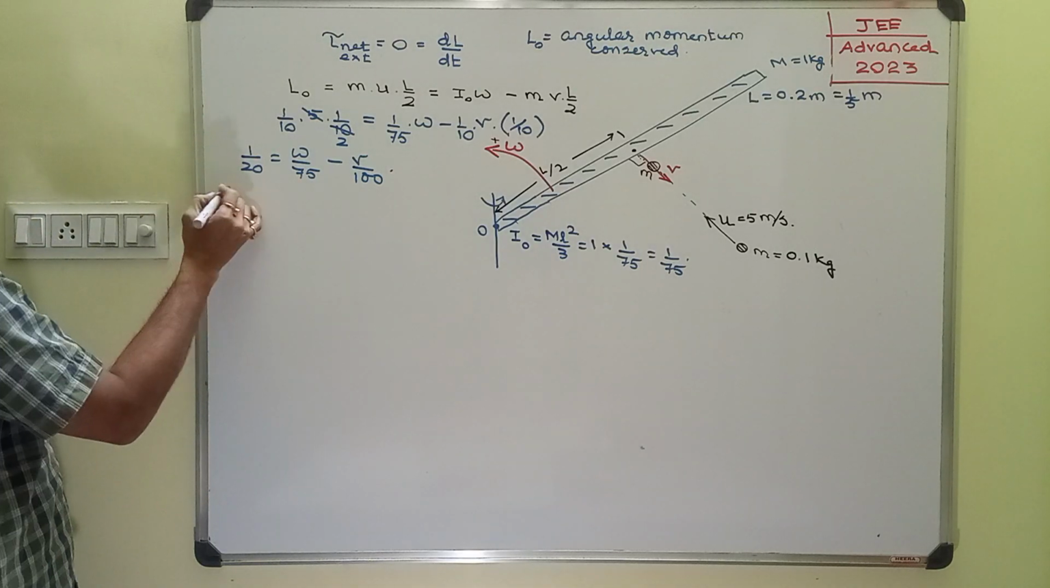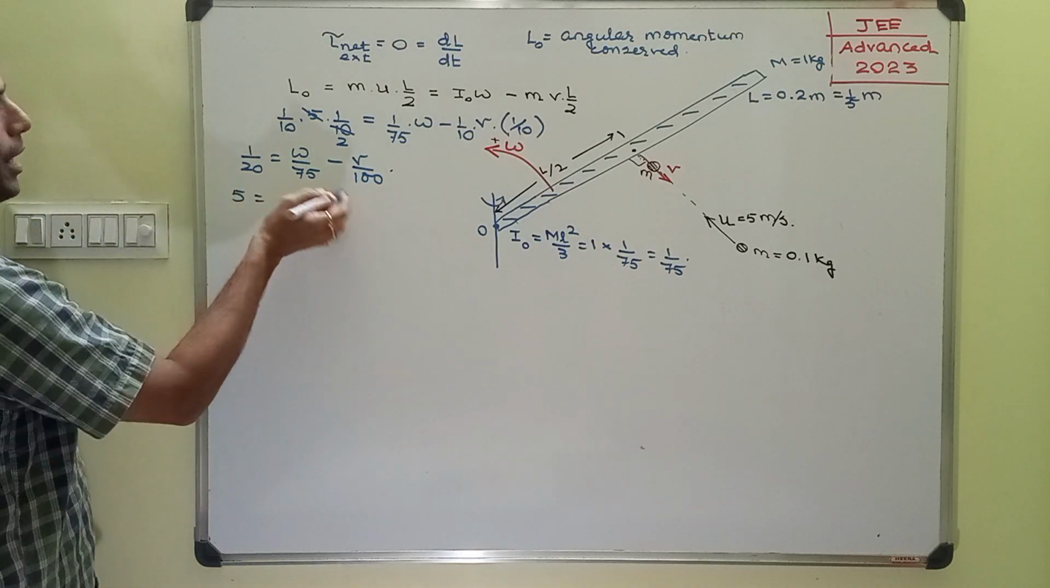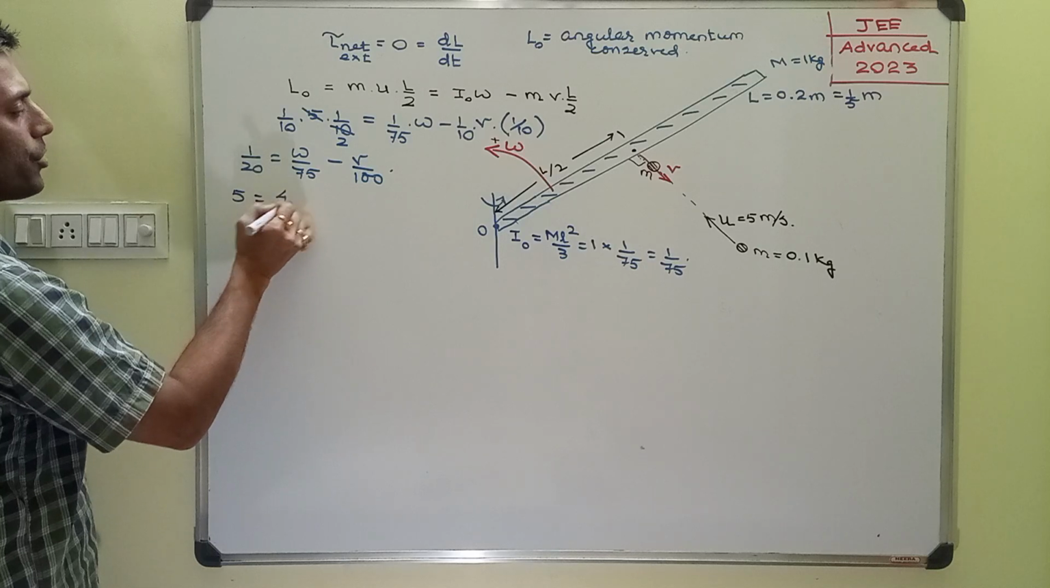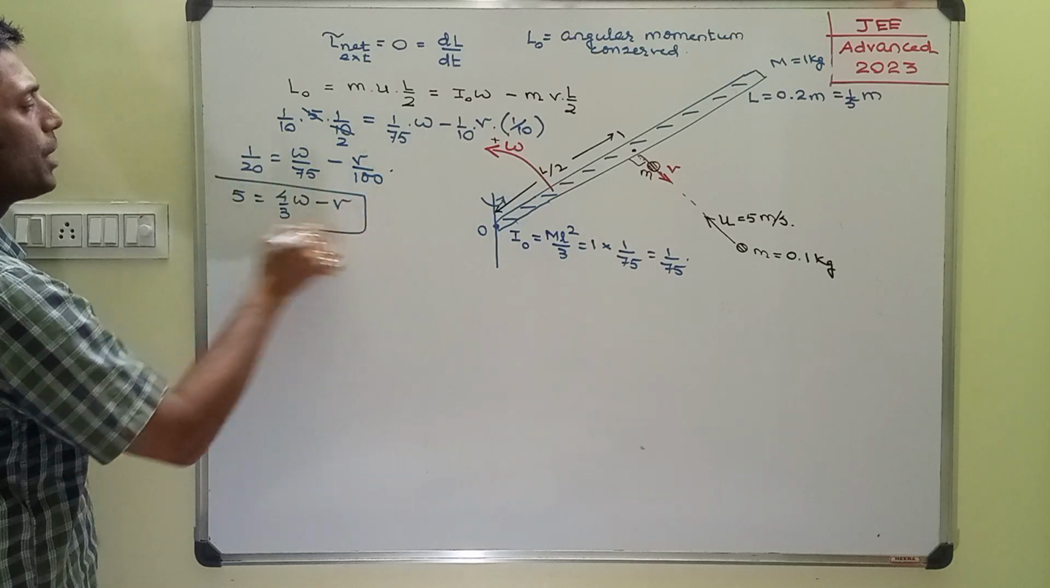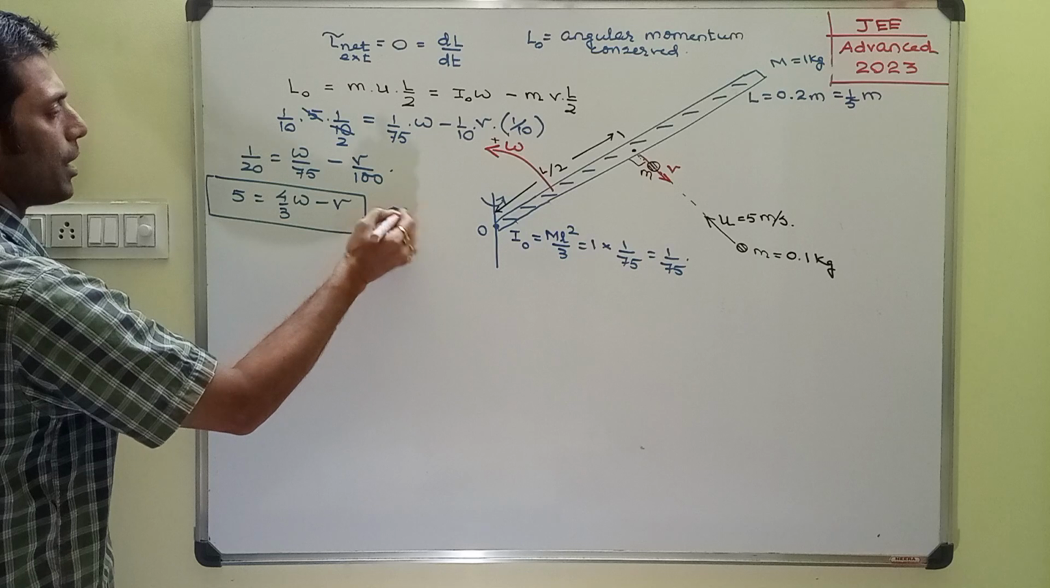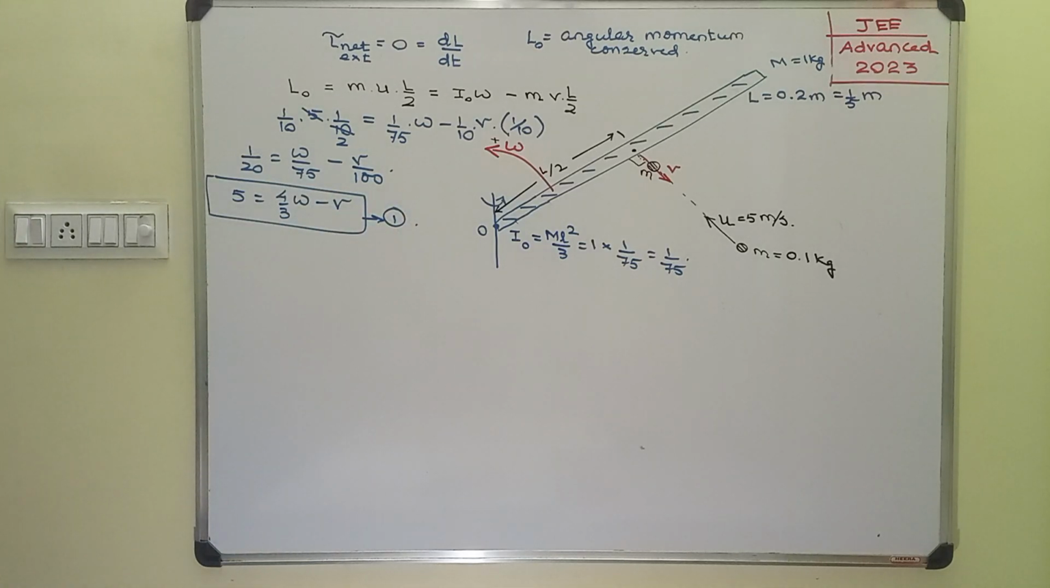Let's multiply by 100 all throughout, make it 5, and 100 by 75 means 4 by 3 of omega minus V. Let's keep it as it is. Let this be equation number 1 in the solving.